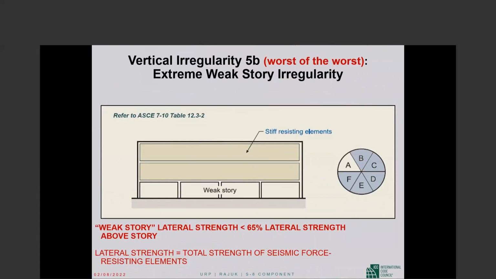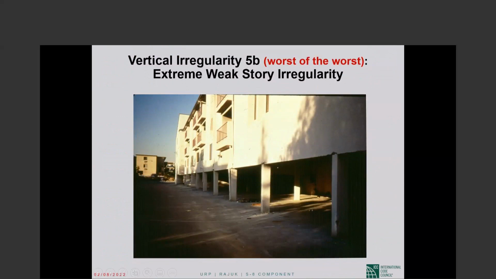Vertical type 5b, extreme weak story. Now the weak story lateral strength is less than 65% of the lateral strength of the story above. Okay. This is, as I said, the worst of the worst.